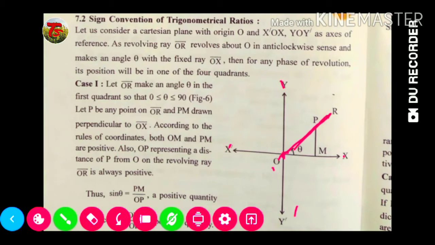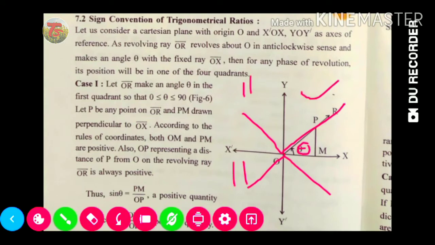With this O it is revolving in the anti-clockwise direction. In this direction it is moving and makes an angle theta. Here this angle it is making is theta. So our ray may be in this quadrant, or this quadrant, or this quadrant, or this quadrant. Any of the four quadrants it will be. Then for any phase of revolution, its position will be in one of the four quadrants, maybe first quadrant or second quadrant, or maybe third quadrant, or maybe fourth quadrant.